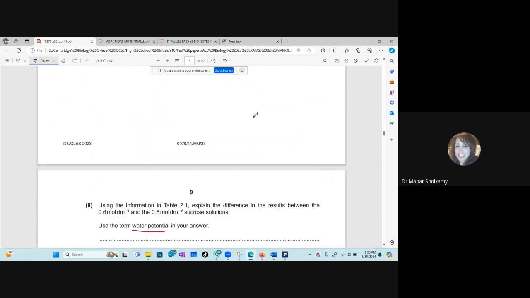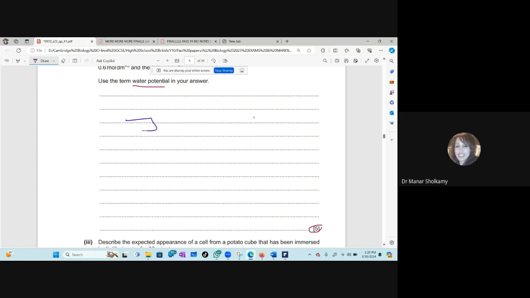Why is this hard for you? I have two situations: a potato in a concentration of 0.6 and a potato in a concentration of 0.8. In both cases, the potato decreased in size. So in both cases, we are talking about flaccid or plasmolysis.